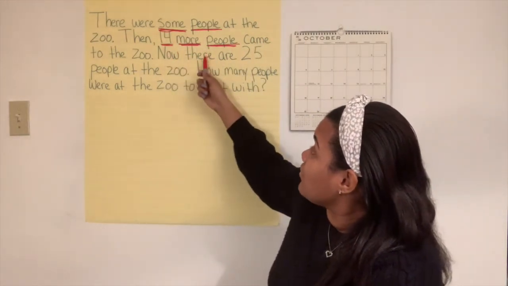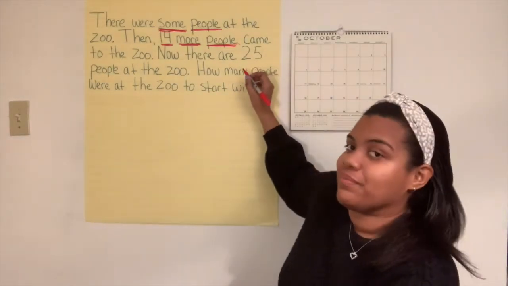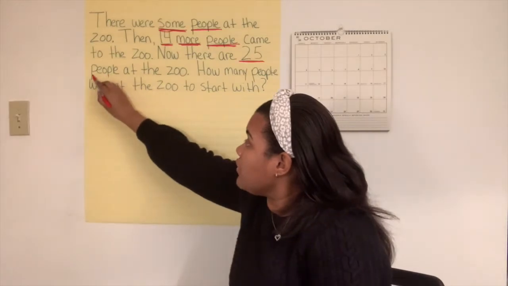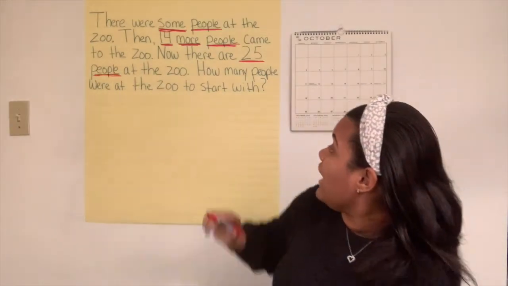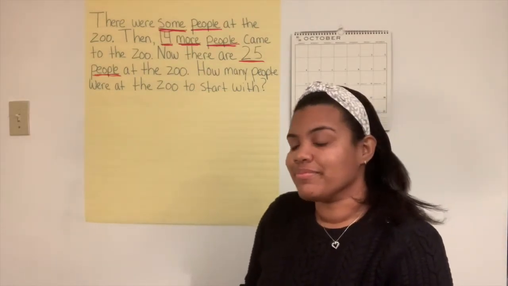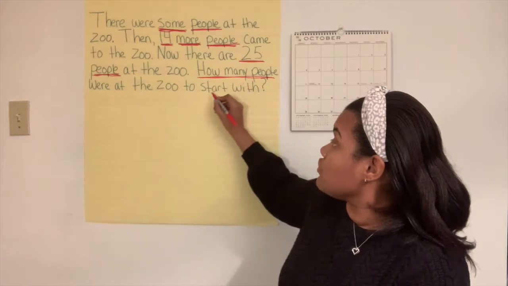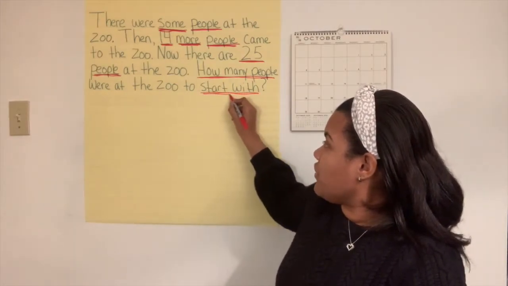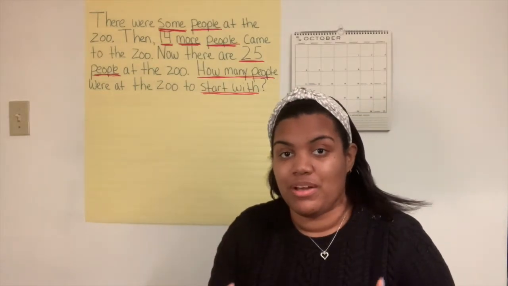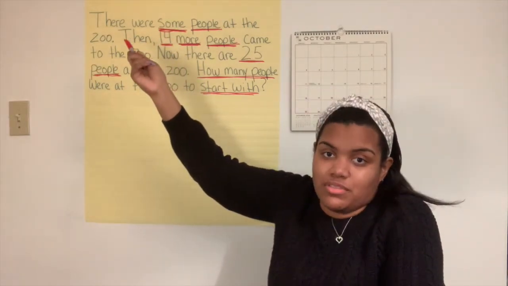All right. Now, there are 25 people at the zoo. What should I underline? Good, 25. 25 people. Perfect. How many people were at the zoo to start with? What's important there? Yes, how many people? Good. And also start with. So we know that they're asking us to find the number that we started with, that we began with, right? But so far, we don't have that yet because we have our unknown, some people.